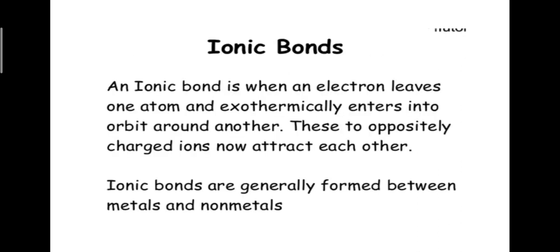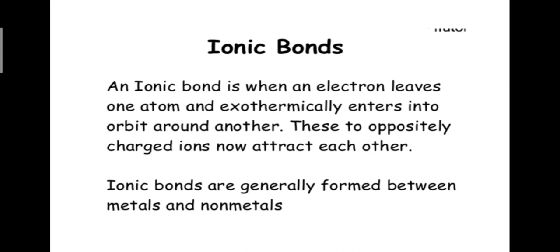So first, ionic bond. An ionic bond is when an electron leaves one atom and exothermically enters into orbit around another. These two oppositely charged ions now attract each other. Ionic bonds are generally formed between a metal and a non-metal. So, the chemical bond formed between two atoms by transfer of electron from one atom to another is called ionic or electrovalent bond.